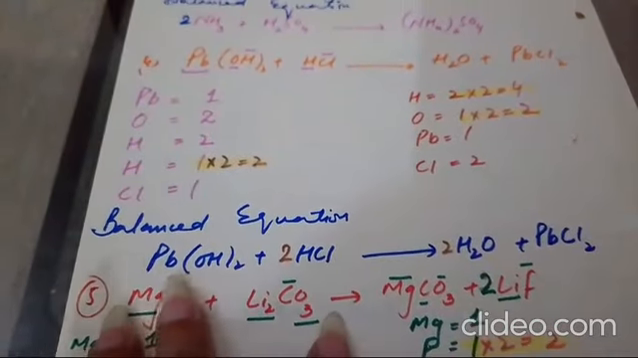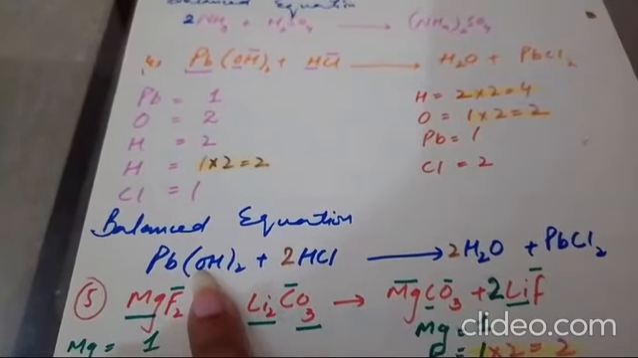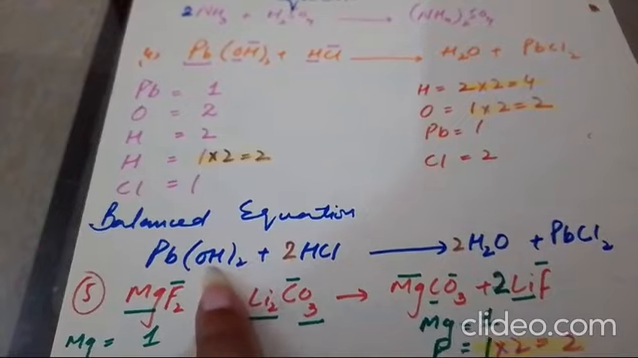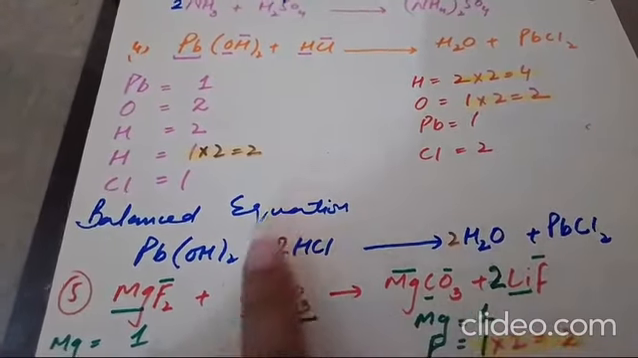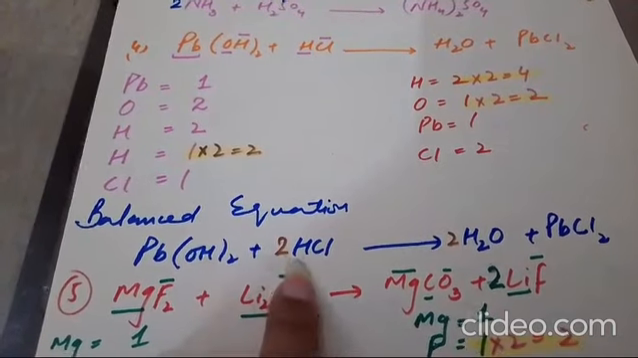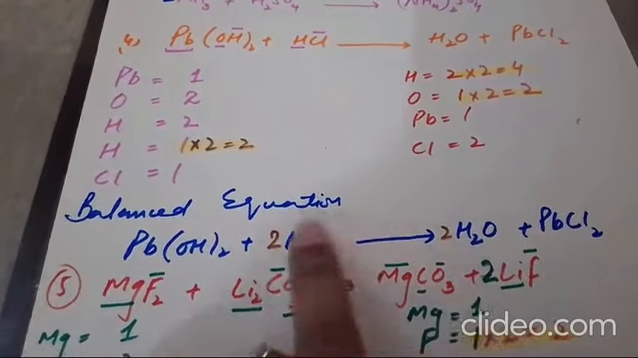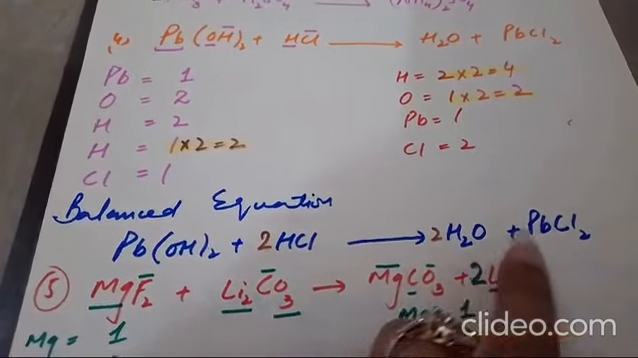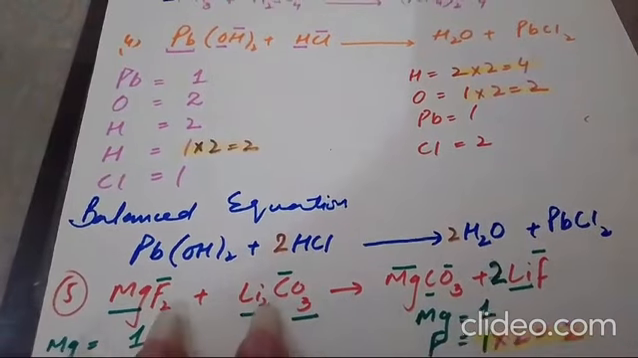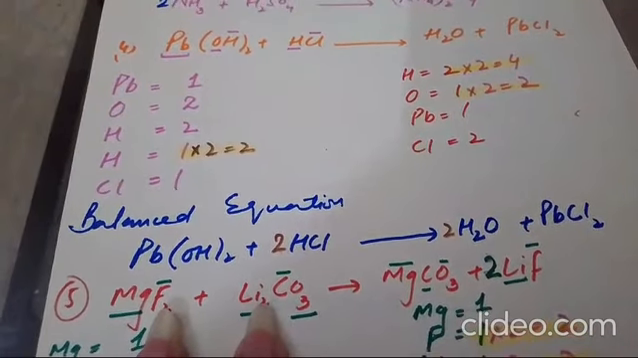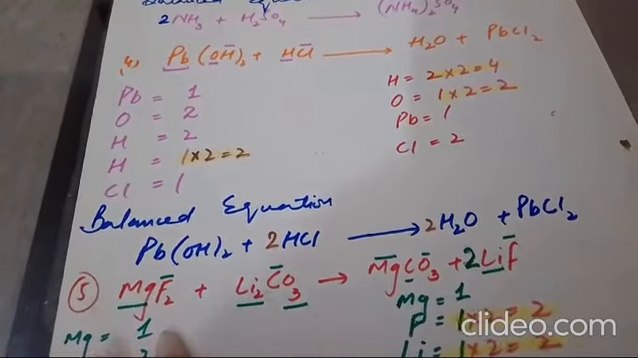And here is the balanced equation. 1 lead, 1 lead. O, 2 ones are 2. Here 2 ones are 2. 2 ones are 2 plus 2, 4. 2 2s are 4. 2 chlorine, where we have 2 chlorine. Okay, in this way we balance this equation as well, and Pb stands for lead.